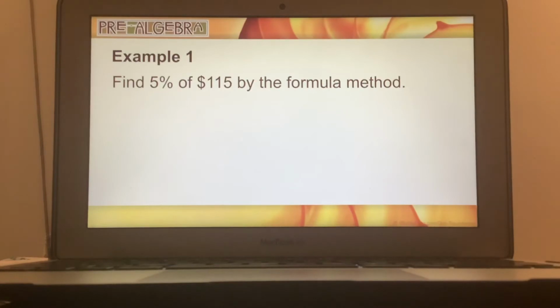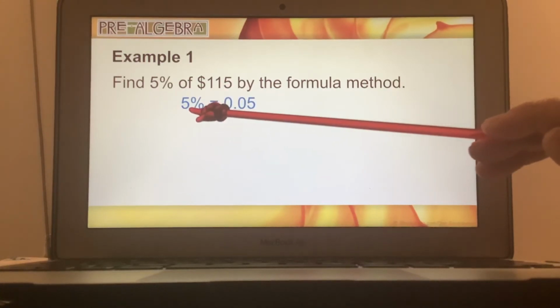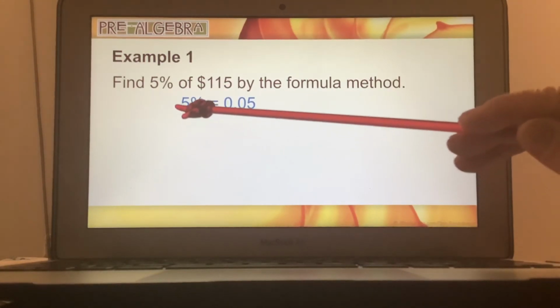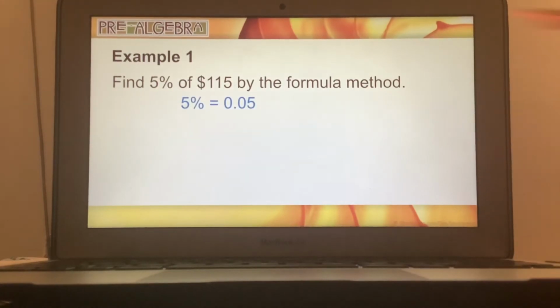Now, let's take a look at our first example. 5% of $115 by the formula method. What is our formula? Let's take a look at our formula. Well, first we have to take 5% and convert that into a decimal. So remember, we take our decimal, we move it over to the left 2 places, 1, 2, and that's going to be 0.05.